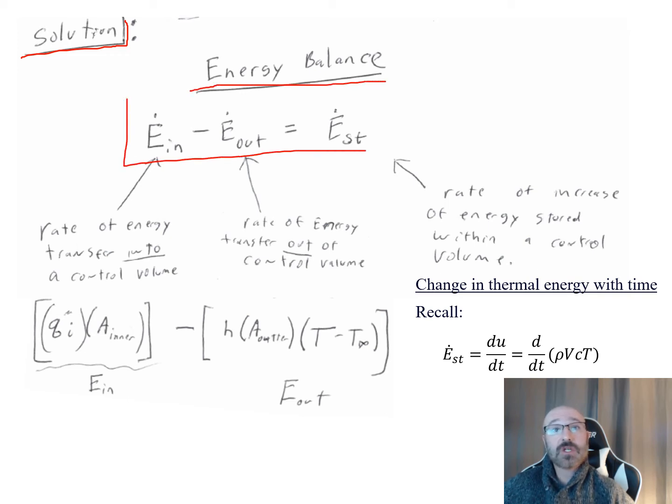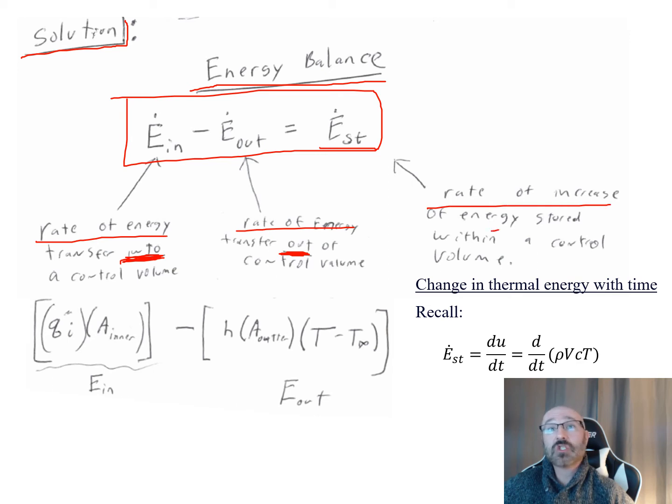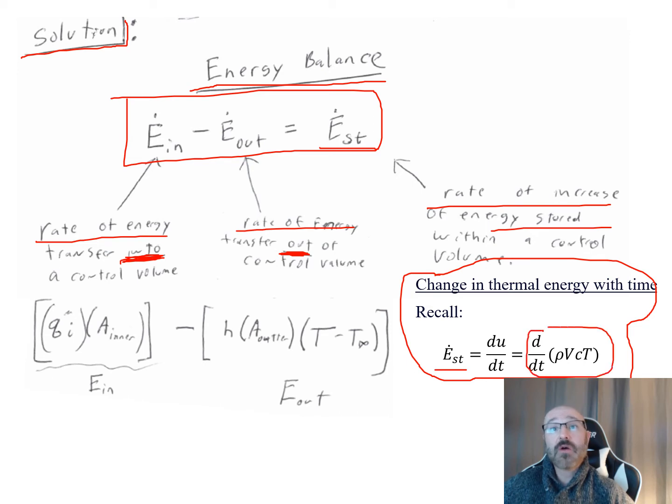We have this relationship right here, where we have over here our rate of energy transferred into the control volume. This is going to be based off of the heat flux that they give us. We have our rate of energy transferred out, so we have a convection term over here that we're going to use for this. And then on the right-hand side, we have our rate of increase of energy stored within the control volume. Now we can recall this relationship down here for the change in thermal energy with relationship to time. E dot ST is equal to d over dt of rho, V for volume, specific heat times that temperature right there.